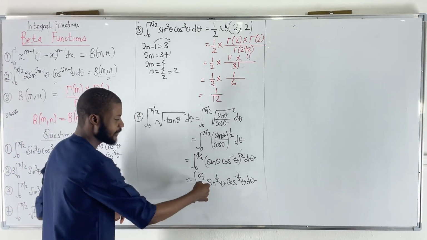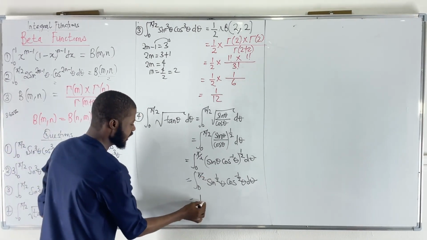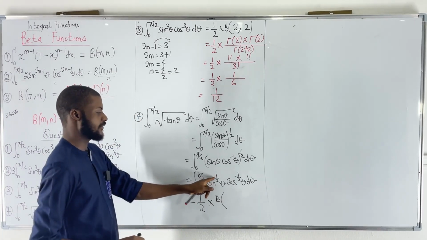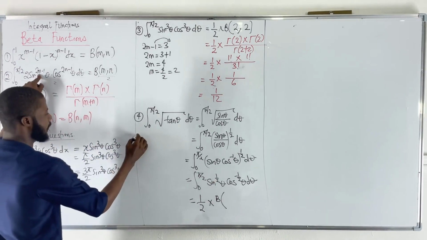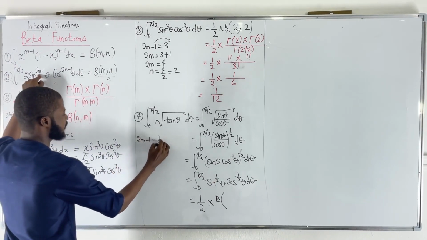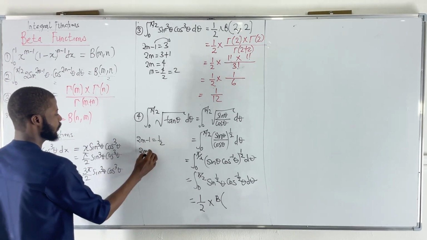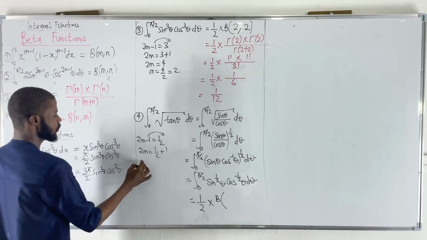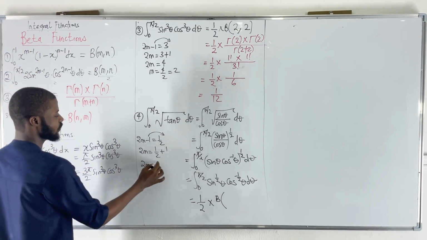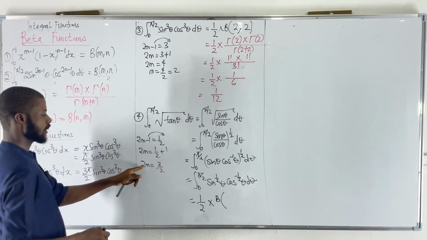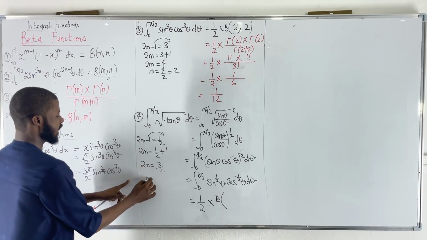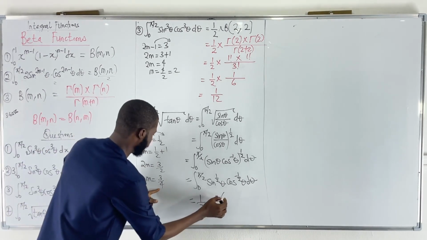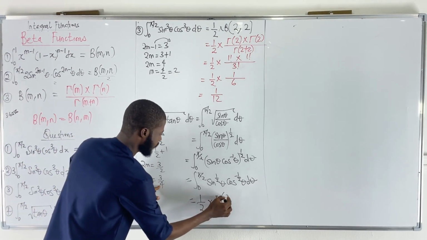Now again, remember, whenever I'm dealing with this standard form, I always say half times the beta of m and n. So remember, you're going to say 2m minus 1 is equal to half. So this is 2m equal to half. If this minus 1 comes over, it's going to become plus 1. So this is 2m equal half plus 1 is 3 over 2. Now, divide both sides by 2. That means m would then become 3 over 4. So this will become the gamma of 3 over 4.